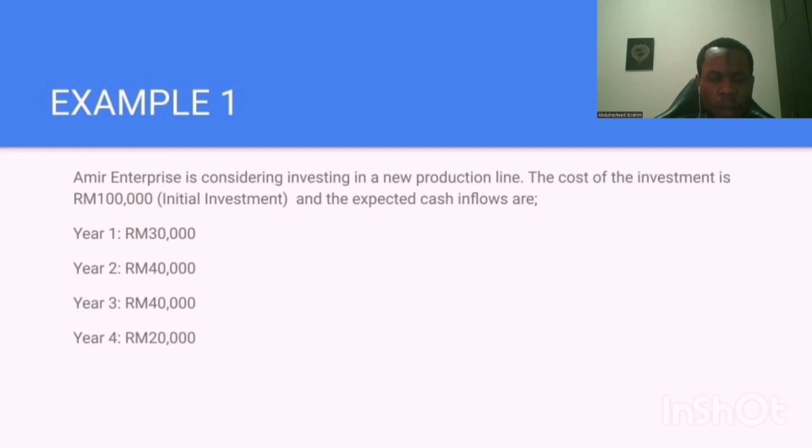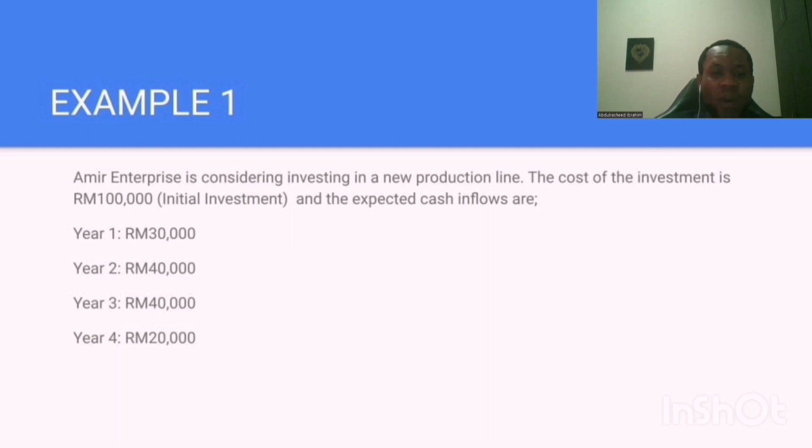Here is a quick example that I will be discussing. Amir Enterprise is considering investing in a new product line. The cost of the investment is 100,000 initial investment, and expected cash flows are year one 30,000, year two 40,000, year three 40,000, year four 20,000. Amir Enterprise is trying to determine how long it is going to take the company to recover their initial investment.